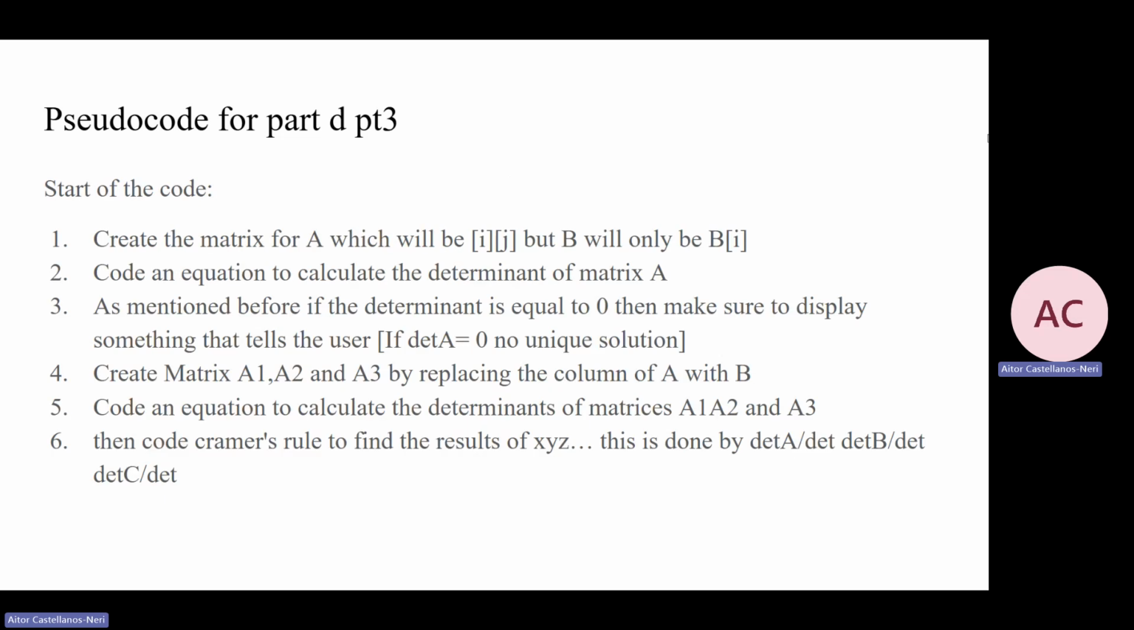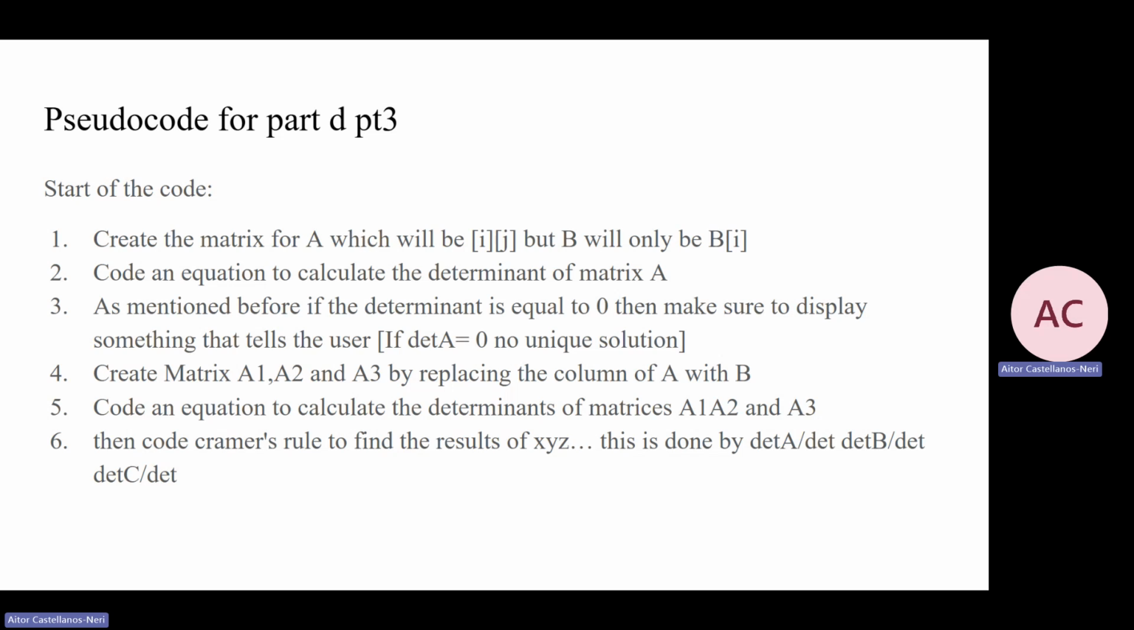Yeah. So here's just more of what I said before, where I made more of a code-type listing. So create the matrix A with indices i and j, and B will only be i, since there's no need for the rows. And then we can code an equation to calculate the determinant of matrix A. And then once again, if determinant A is equal to 0, there will not be a unique solution, so we can just tell it to the user. Then we need to create matrices A1, A2, and A3 by replacing columns.